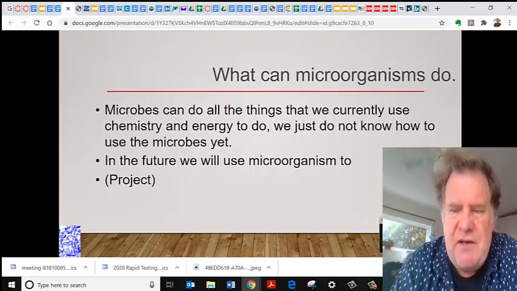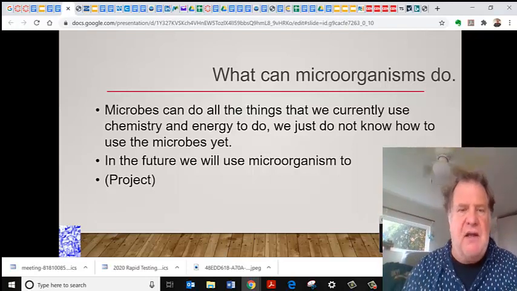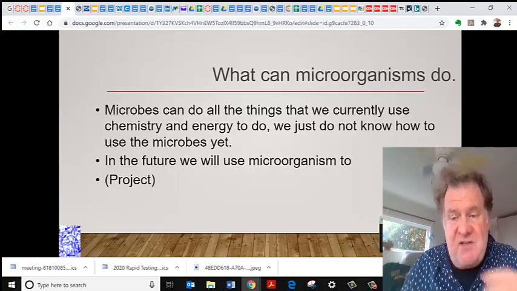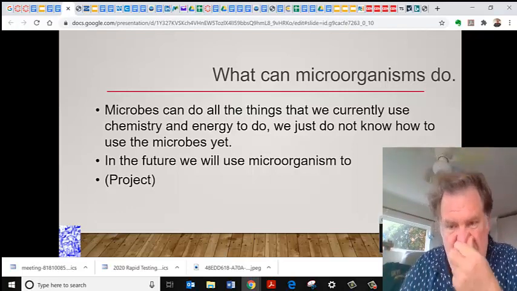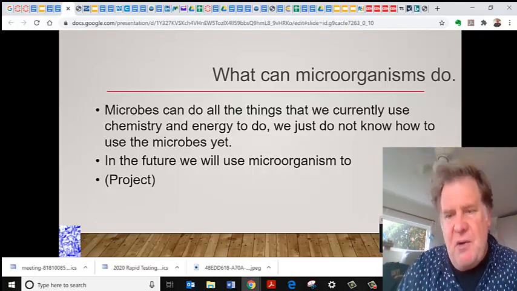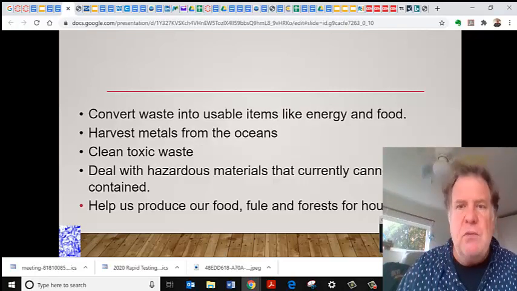And so this is great. This is a little bit why they call it practical knowledge. In the future, we will use microorganisms to do X. One of the things I'm going to ask you to do in class is to think of a project of what we can use microorganisms to do, and I want you to present that material. We'll talk about it a little bit later.